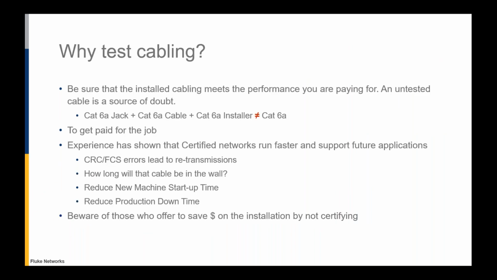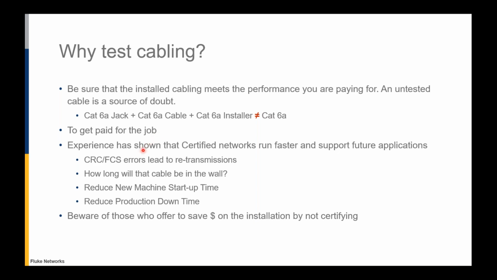Let me step up on my soapbox here for a moment. Why is it that you should test cabling? I'm buying a perfectly good cable, really good jacks, and I have an installer who has a piece of paper that he actually participated in one of my presentations. That's great. It's a step in the right direction. But we want to make sure that the installed cabling works and delivers the performance that we're getting. It's a way to pay the people for the job. Before we close out the job, let's make sure we have those test results that the cabling is installed properly.